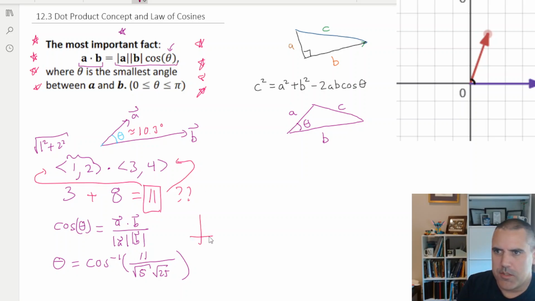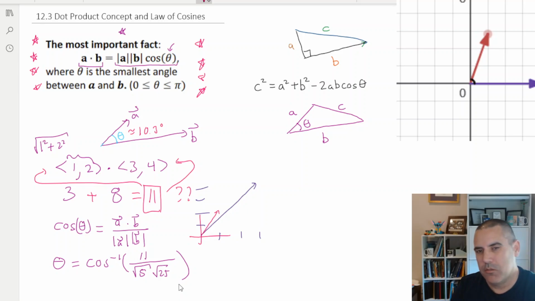Well, the two vectors I chose were a vector that went over 1, up 2, which is a terrible drawing of that. Then I did another vector that was over 3, up 4. It makes sense to me that the angle between those is going to be pretty small if you think about it. So 10 degrees makes sense to me.